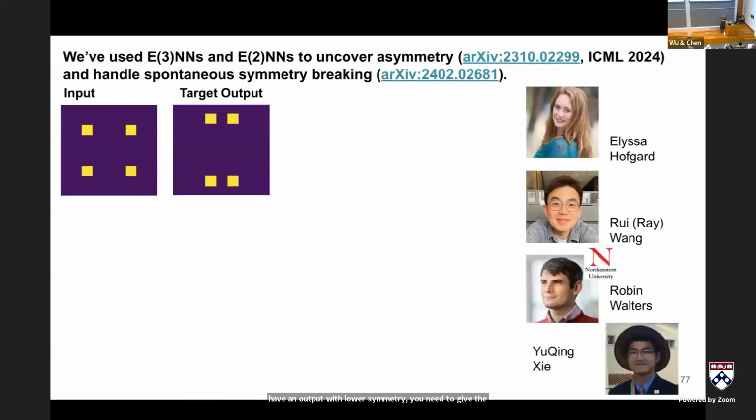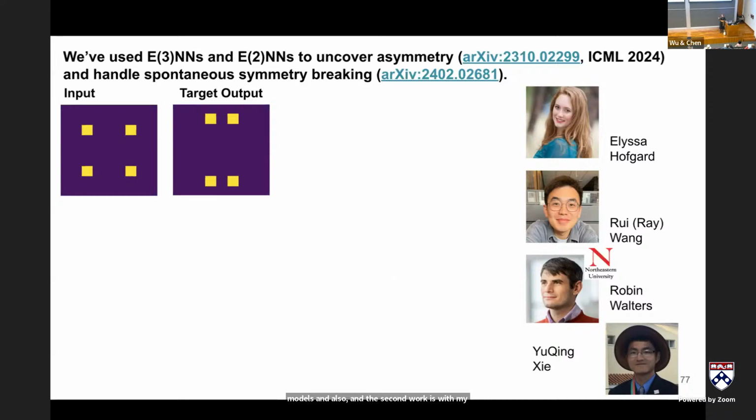So this is actually work with Robin at Northeastern as well. So we have two different works, but essentially finding ways to uncover asymmetry in models, and the second work is with my grad student Yu Qing for handling spontaneous symmetry breaking.